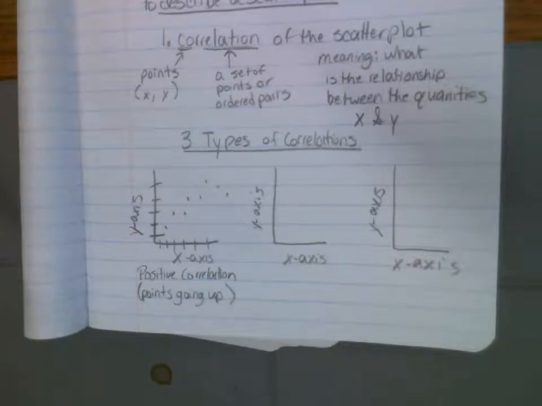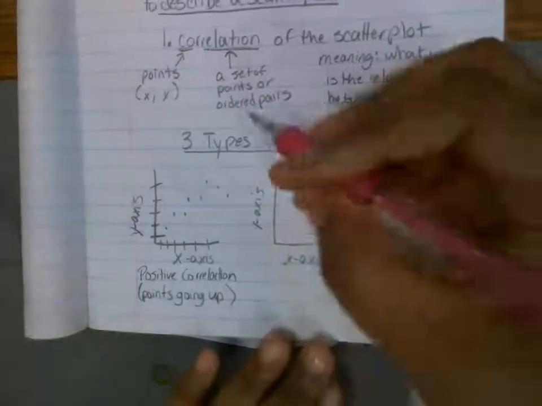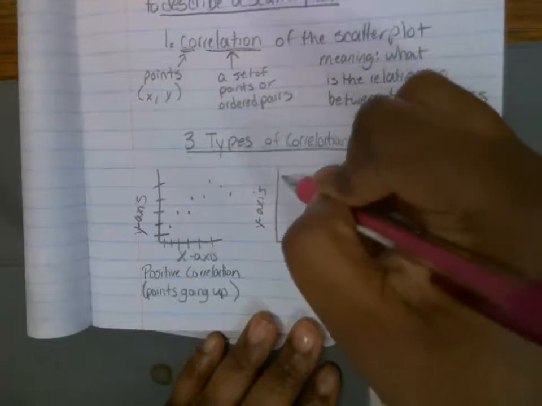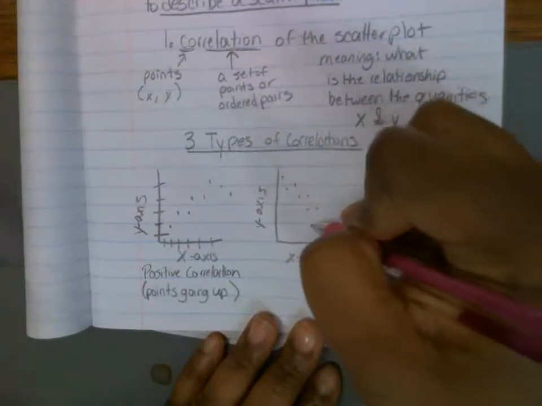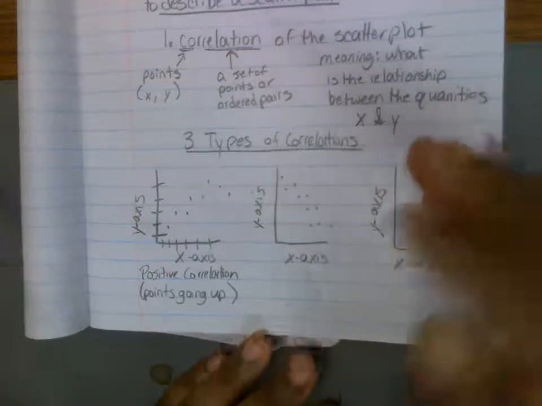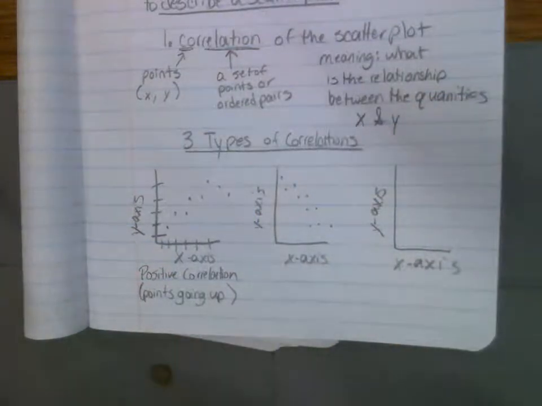If you see a scatter plot whereas x increases, y is decreasing, in other words, those points on the average are going down, okay? This is a negative correlation.